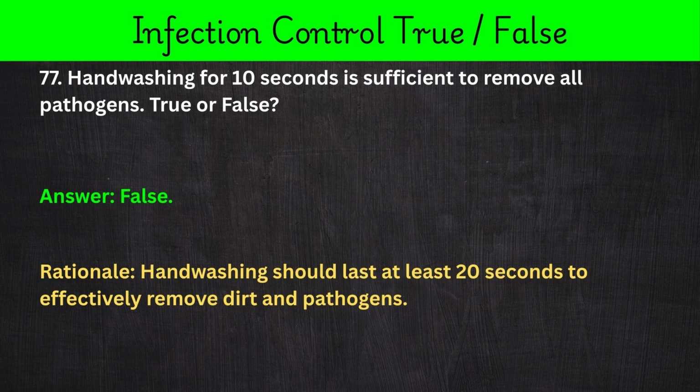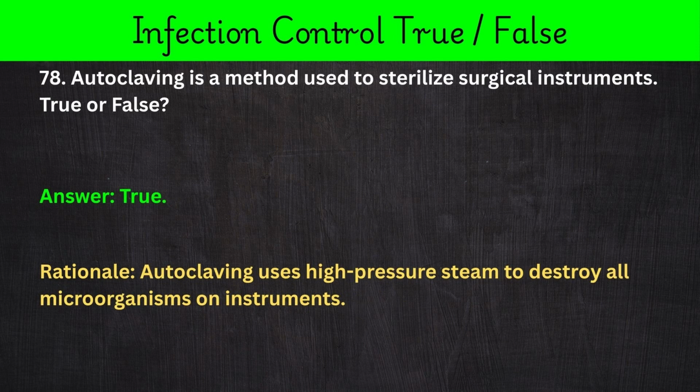77. Handwashing for 10 seconds is sufficient to remove all pathogens. True or false? Answer: false. Rationale: handwashing should last at least 20 seconds to effectively remove dirt and pathogens. 78. Autoclaving is a method used to sterilize surgical instruments. True or false? Answer: true. Rationale: autoclaving uses high-pressure steam to destroy all microorganisms on instruments.